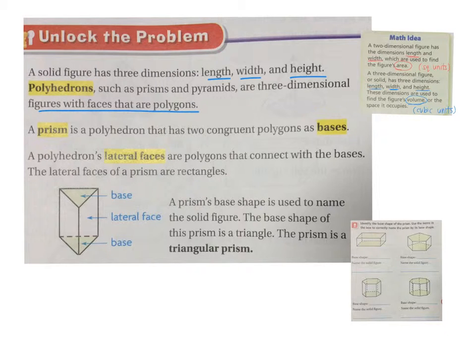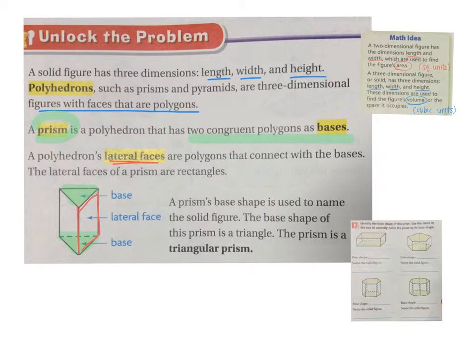A prism is a polyhedron that has two congruent polygons as bases. So this is a prism because one face is a triangle, and the bottom face is a congruent triangle. Does that make sense? A polyhedron's lateral faces, lateral meaning sides, are polygons that connect with the bases. So this right here in red is a lateral face. The green ones are the base. So let me ask you, what polygon is at the base of this prism? Triangle, good. What polygon is its lateral face? Yeah, a quadrilateral or a rectangle. Very good.